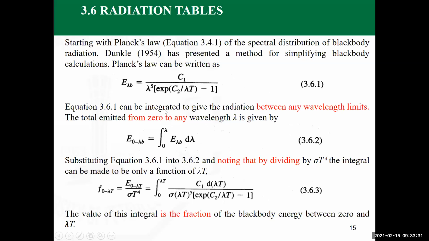Why is that? Because in order to make it easier to integrate this equation, here you have lambda and T. If you divide this equation by sigma T to the power of 4, then the temperature becomes temperature to the power of 5, with lambda to the power of 5. Accordingly, when we do that, we get the equation as a function of lambda T. So lambda T becomes as if it's a single variable that you integrate your equation with.